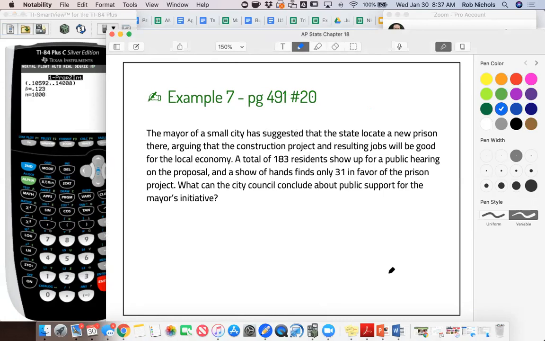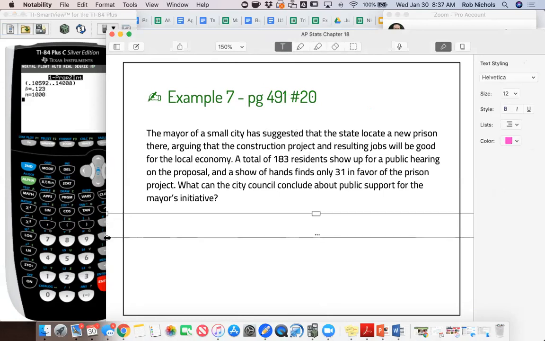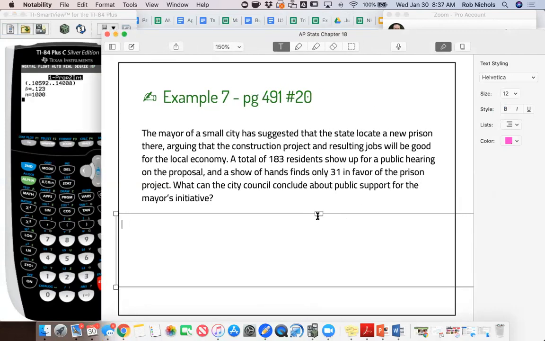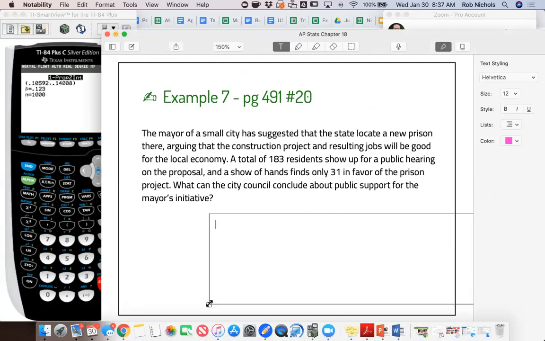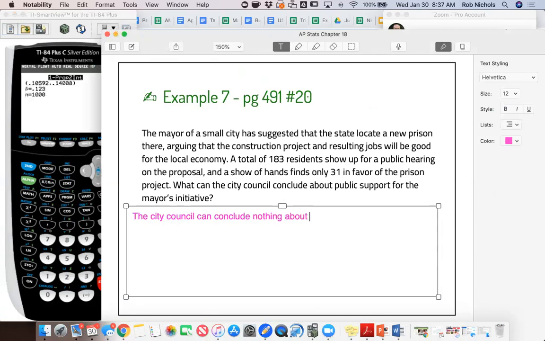Okay, now this is kind of a trick question. So for this answer, I would have said the following. Many of you would want to immediately write our confidence interval because you have numbers and you would want to go to the calculator. You have to stop and think, okay? So the city council can conclude nothing about general public support for the mayor's initiative.